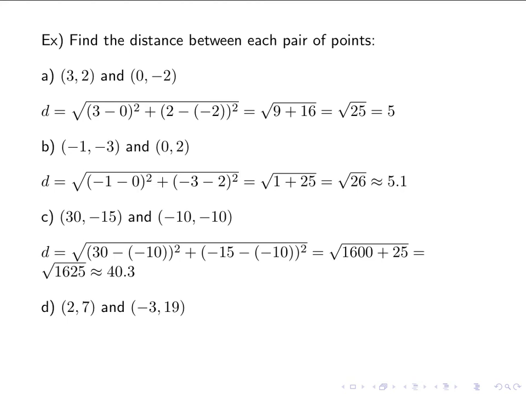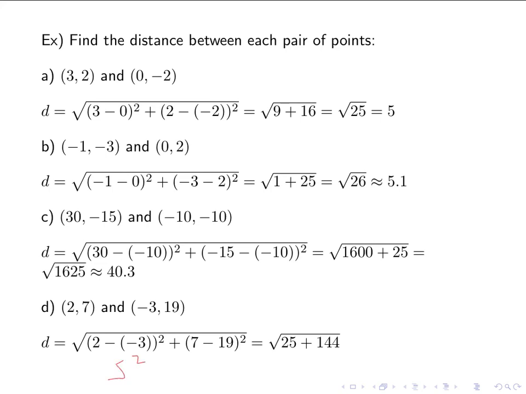And as our last one, we have the points 2, 7 and negative 3, 19. So d is the square root of 2 minus negative 3 squared plus 7 minus 19 squared. 2 minus negative 3 is 5. 5 squared is 25. 7 minus 19 is negative 12. Negative 12 squared is 144. Add them together, and we get the square root of 169. That is a perfect square. It's 13. Okay, so sometimes you'll get integers, sometimes you won't.